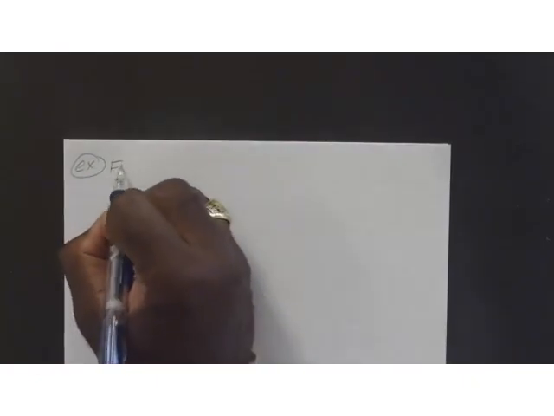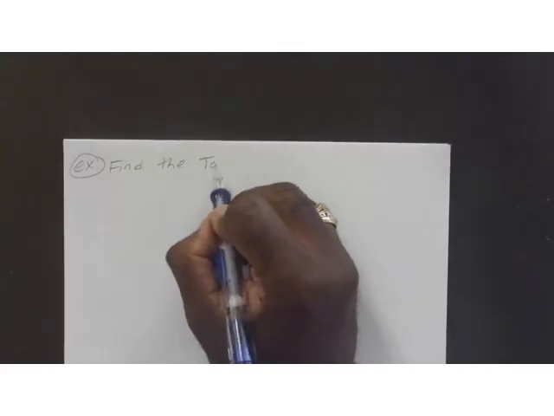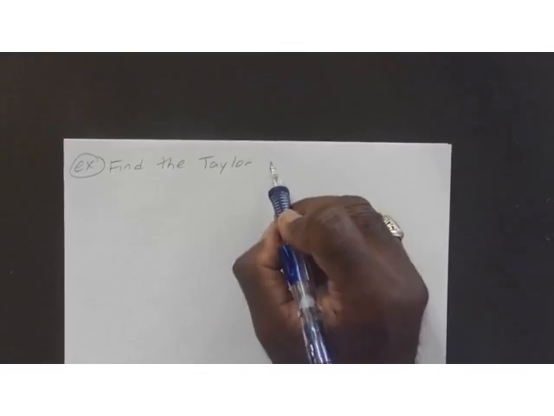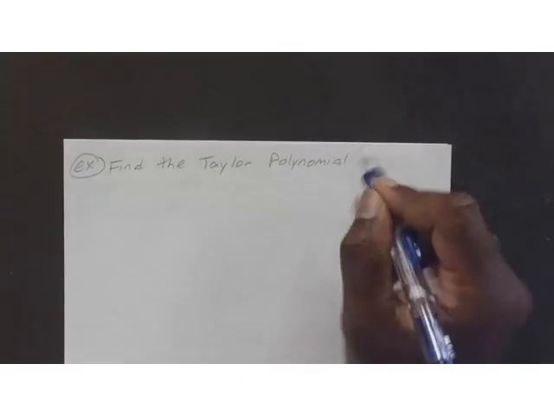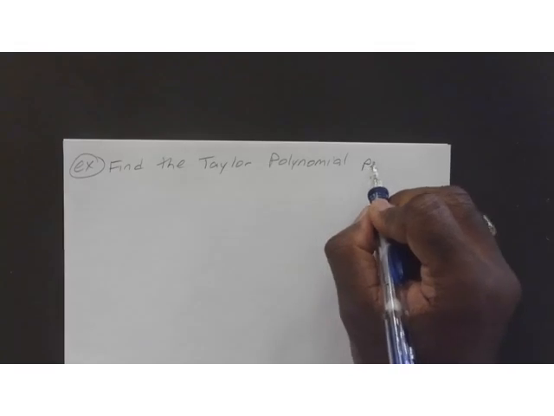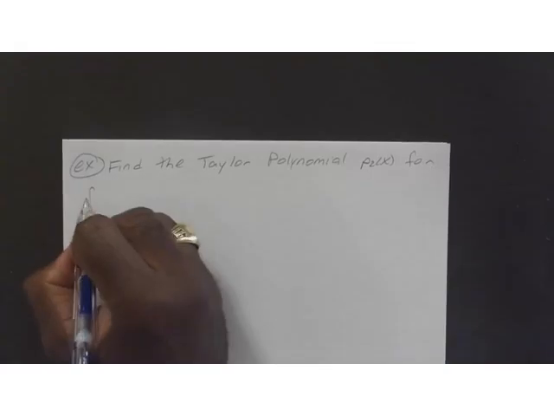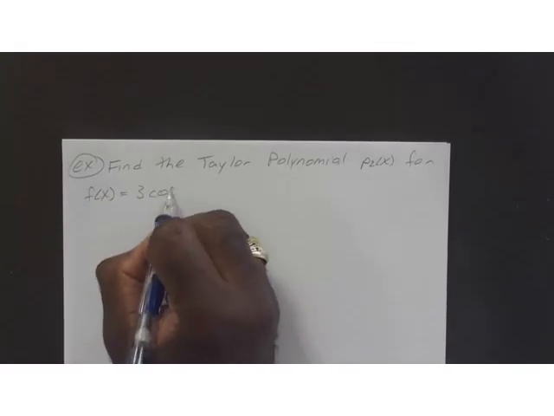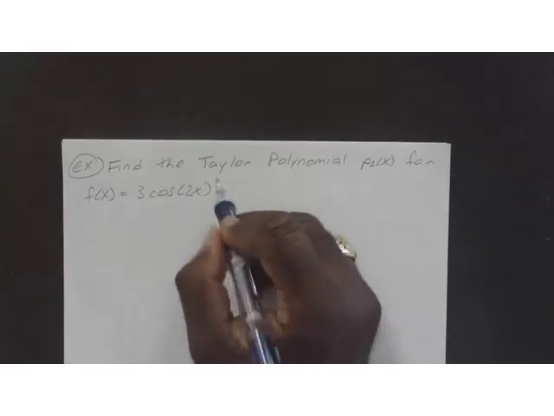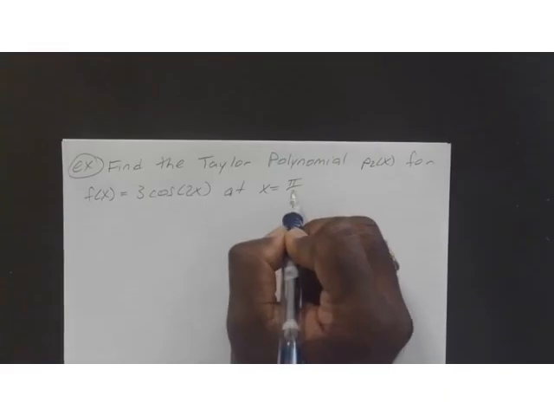So let's say, for example, if we wanted to find the Taylor polynomial, p sub 2 of x, for f of x is equal to 3 times cosine of 2x at x is equal to pi over 3.